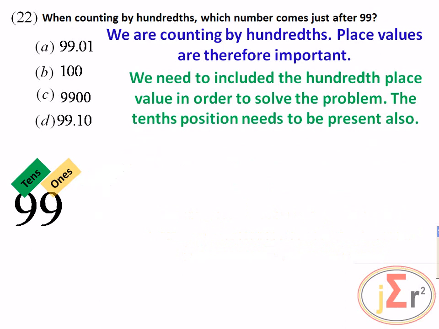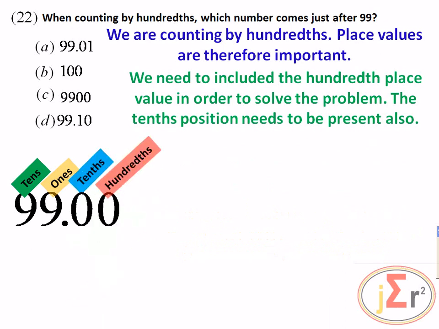Why is it that it is 99.01? Because 99 is exactly the same as 99.00. Why do we need to include the 2 zeros? Because we are counting by hundredths, right? So we need to include the hundredths place value. And if we just include 1 zero, what will happen? We will only have tenths. So if we just put a single 0, we have tenths, but we will not have hundredths. So in order to have the hundredths place value, we need to include the tenths place value, then the hundredths place value, right? So we include those two.